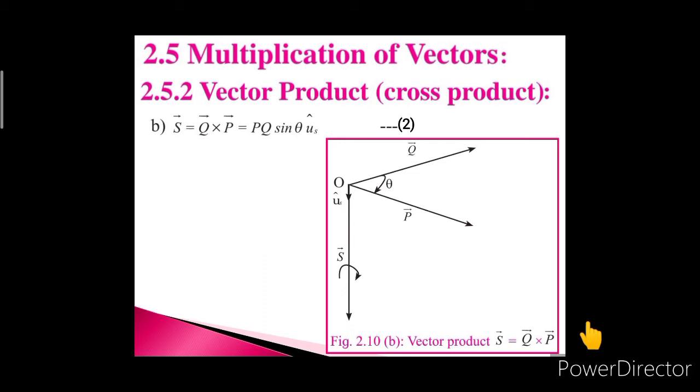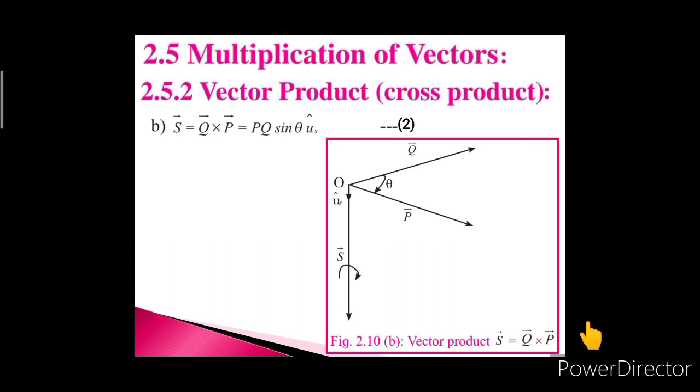So, here we discussed the vector product or cross product, which is stated as: the vector product or cross product of two vectors is a vector whose magnitude is equal to the product of the magnitudes of the two vectors and the sine of the smaller angle theta between the two vectors, and the direction of the product vector is given by its unit vector, which is perpendicular to the plane containing the two vectors, as described by the right hand screw rule.